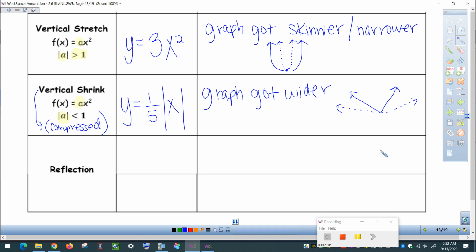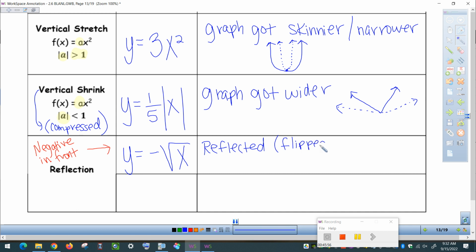All right, and then the last ones we looked at, we saw that we had two different types of reflection. Reflection is just a fancy name for it flipping. And so the first reflection that we saw was over the x-axis, and that happens when we put a negative sign out in front of our function. I'm just going to make a little note here that the negative was in front. And what we want to say here is that this reflected, which is another name for flipped, over the x-axis.